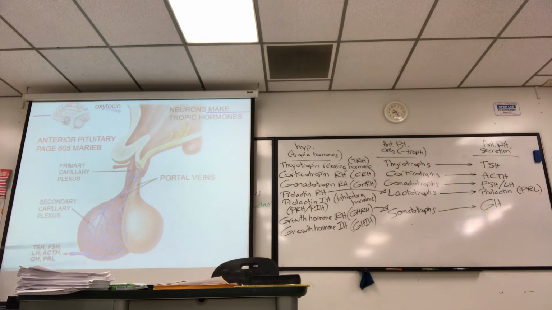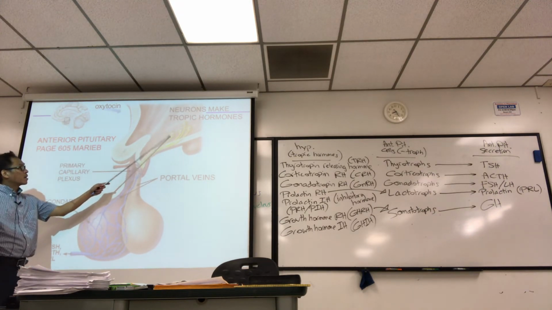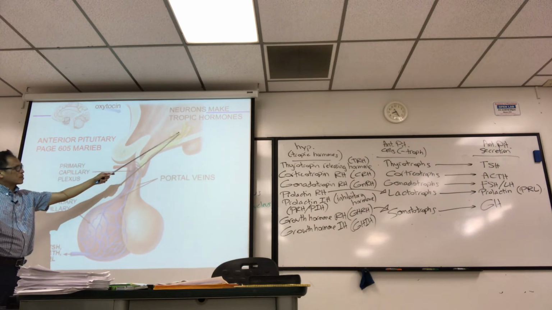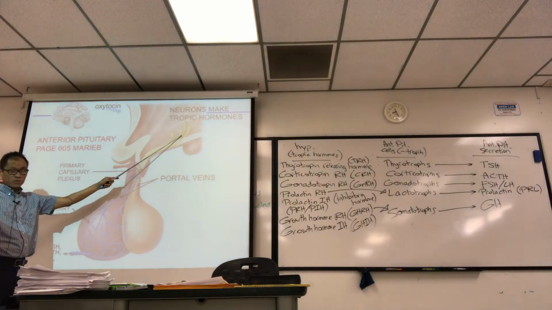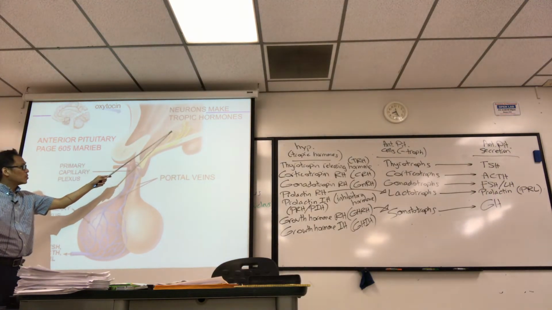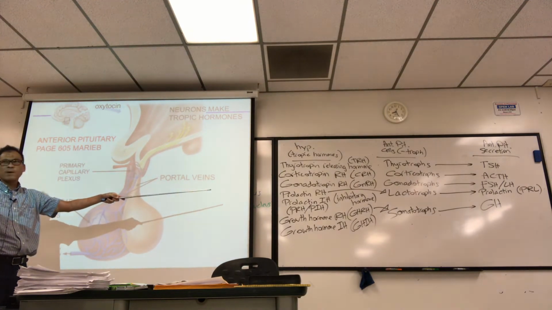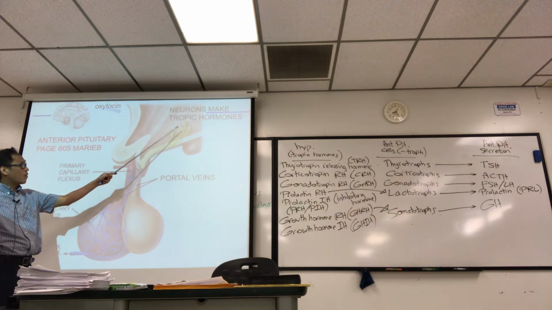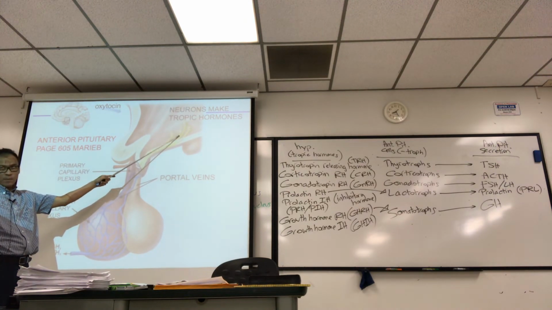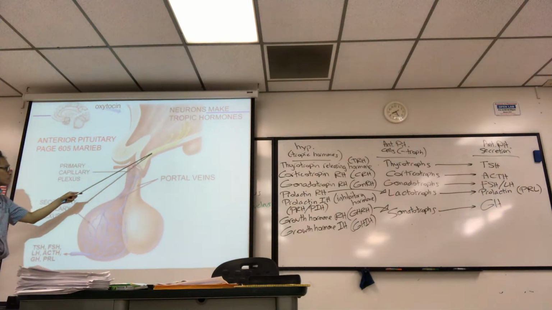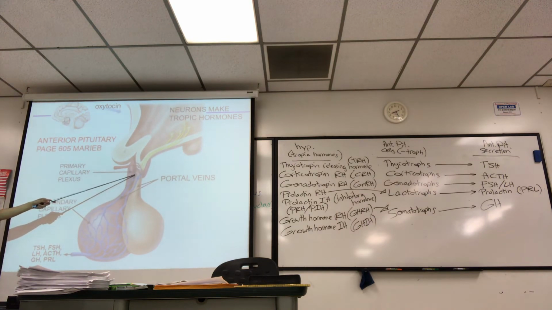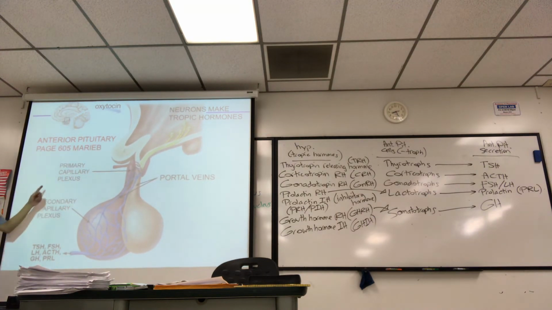Anyways, here are the neurons that make the tropic hormones. Now these nuclei have various names. You don't have to know them, there are too many. There are too many tropic hormones. Just know that these cells make tropic hormones, and they're synthesized and released in the cap bed 1. The book calls it the primary capillary plexus, a fancier way of saying cap bed 1.